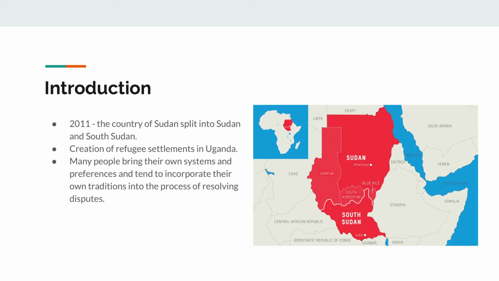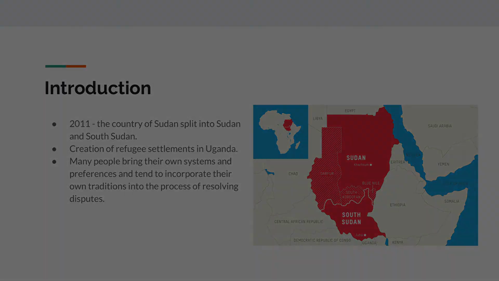Many people bring their own systems and preferences and tend to incorporate their own traditions into the process of resolving disputes. We chose this problem because we were really interested to see how we can describe human interaction using only a mathematical model. We focused on three methods for dispute resolution: negotiation, arbitration, and mediation. So, to put our problem in a simpler way, how do the different practices come together and create a new system in the context of refugee settlement? And how does the process of dispute resolution change and evolve over time?